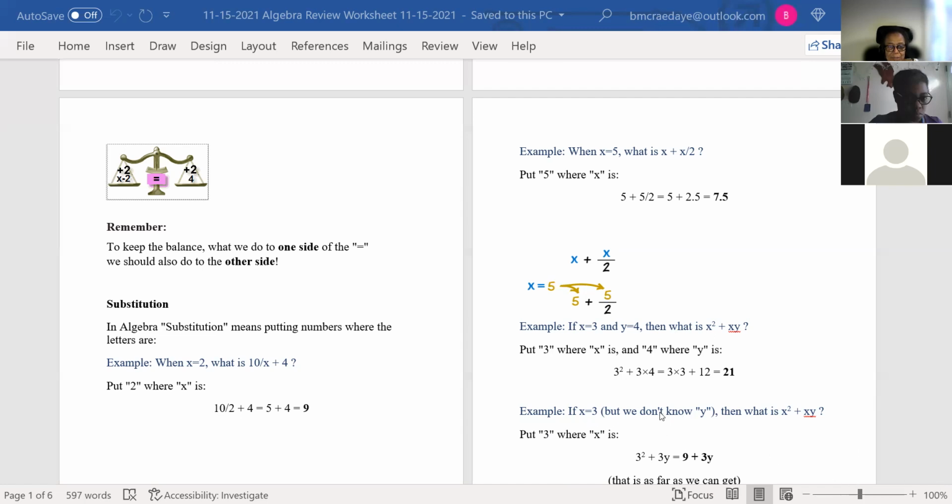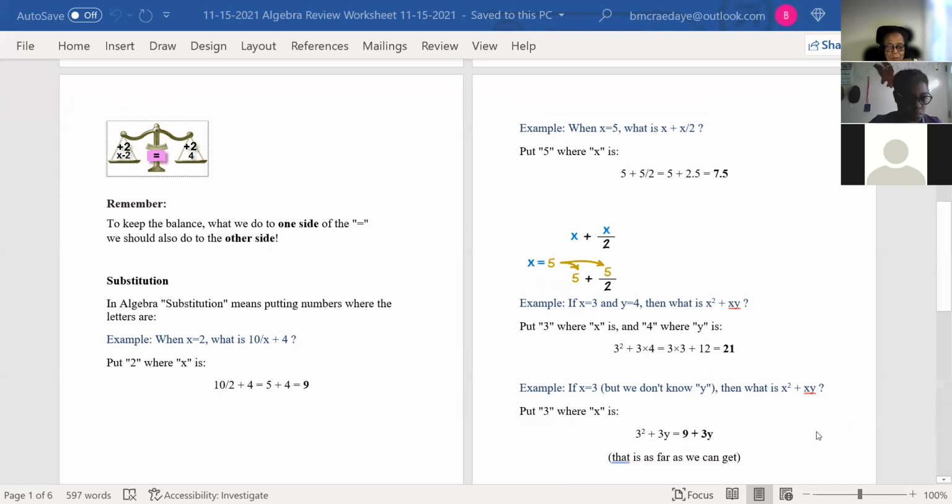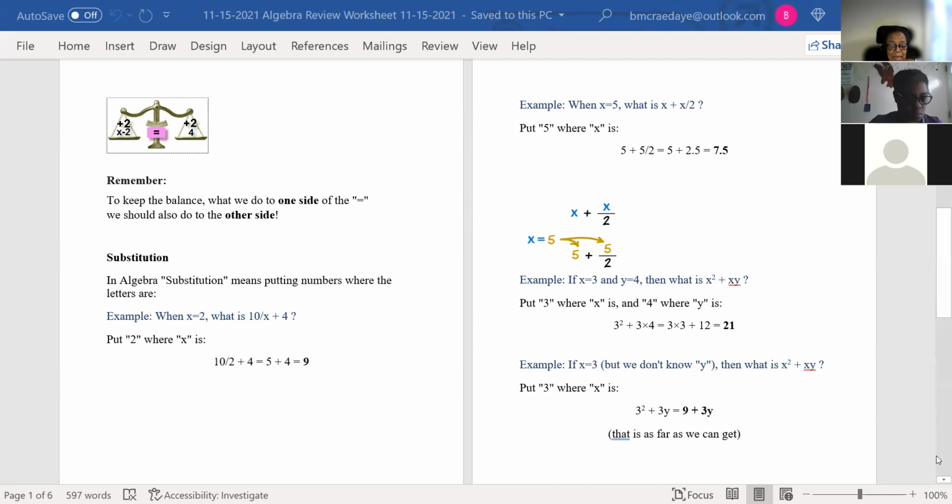Now, let's look at this next one. X is 3. We don't know y. Then what is x squared plus xy? Wherever the 3 is, you put in x, right? So that's 3 squared plus 3y. 3 squared is 9, and we have 9 plus 3y. And that's as far as we can go, because we can't solve this any further, because we can only substitute what they gave us, and that's the value of x, which is 3.